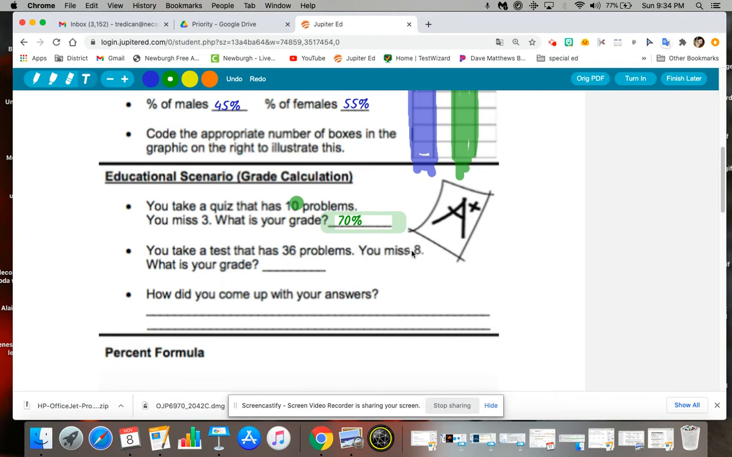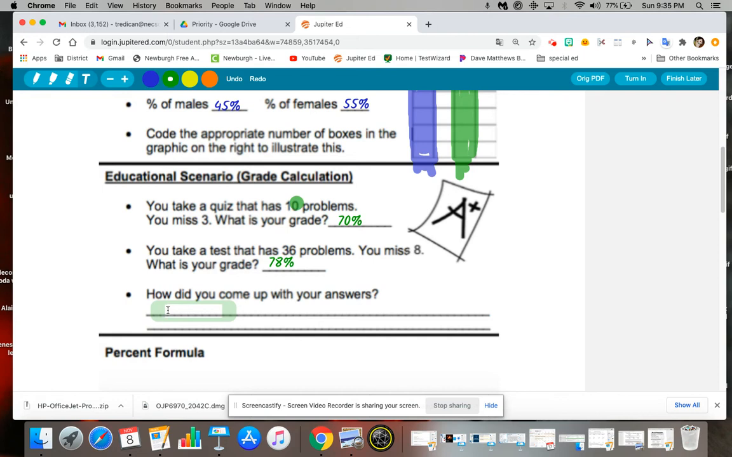Let's try another scenario. You take a test that has 36 problems and you miss 8. Well, again, we care about what you got correct. So that would be 28 divided by 36 times 100. And you can pause and use your calculator. And I'm going to round, and you should be getting around 78%. Again, 28 divided by 36. Let's put that in terms.